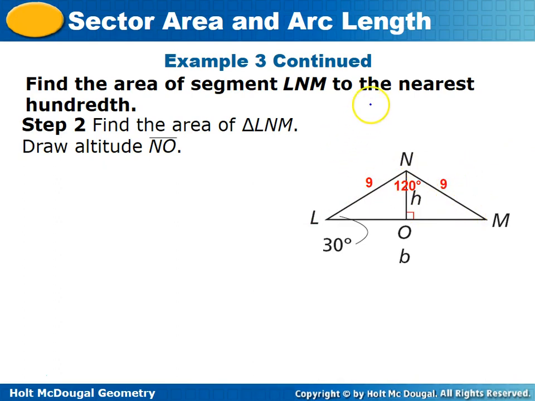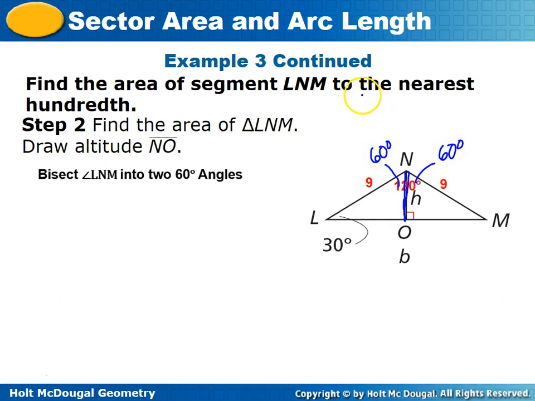So now what we have to do is see if there's a way that we can solve this. Well, what I notice is if I bisect this angle, I would draw this right here. So that means this is 60 degrees and this is 60 degrees, which now we can see that this is a 30, 60, 90 triangle. So we're going to bisect angle L and M into two 60-degree angles. Now we have a 30, 60, 90 triangle. We actually have two of them.